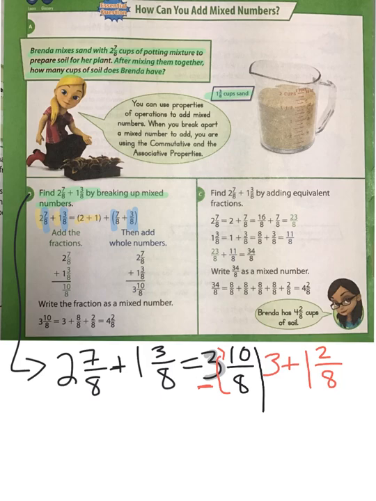Now we just have to add those parts together. So 3 plus 1 is 4 and 2/8. And if you're going to reduce it even more, you know that 2 and 8 are both even numbers. So this is going to equal 4. If we divide both sides by 2, we're going to end up with 1/4.